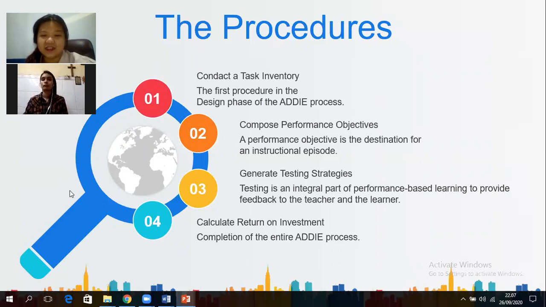Basically, testing is an integral part of performance-based learning to provide feedback to the teacher and the learner, like from the students and the teacher. And then the last one is calculate return on investment. This is like a completion of the entire ADDIE process.